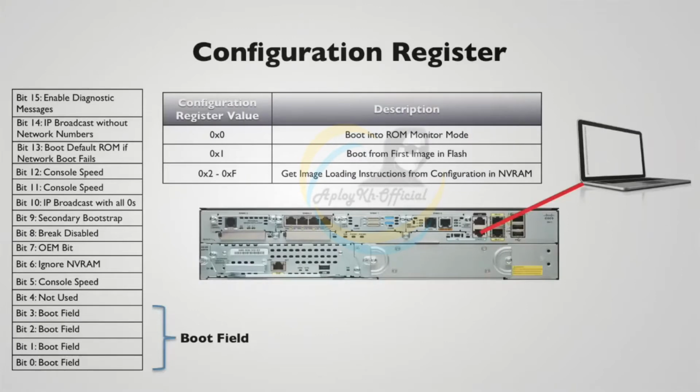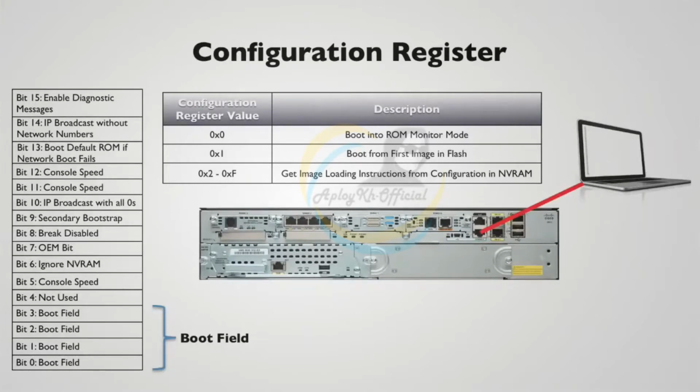If that rightmost hexadecimal digit in our configuration register is a 0, we're instructing the router to boot into ROM monitor mode. If it's a 1, we're saying that we should boot from the first image in flash, or if it's any number in the range of 2 through 15, in other words, F in hexadecimal, we're going to look to the NVRAM configuration to get our loading instructions. We're going to look for a boot system command to say, boot from this Cisco IOS image.